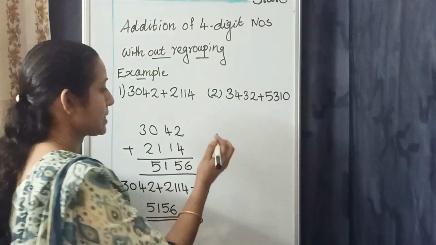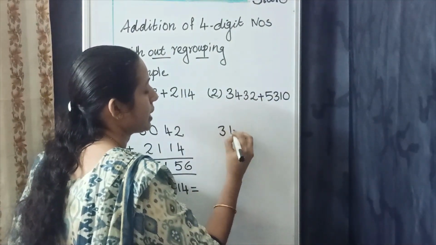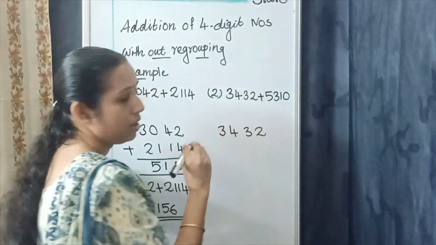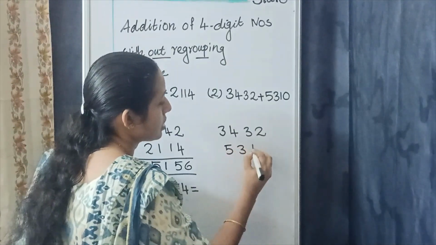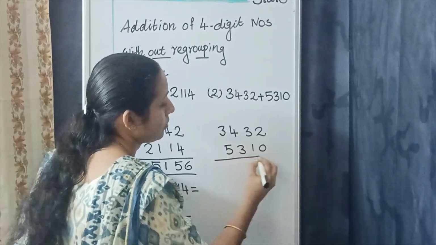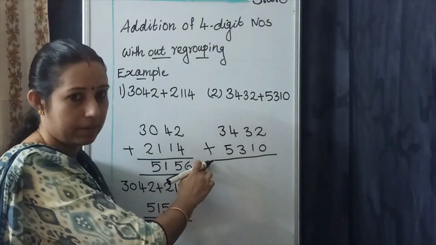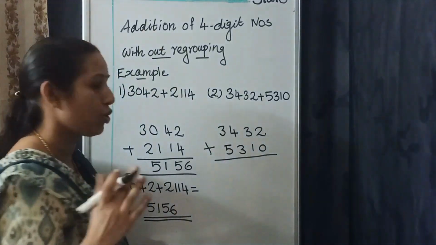Okay, next example. Arrange this way, column method, which means vertical addition. 3432, next 5310. Add the plus symbol. Don't forget to add this plus symbol. In this side we already wrote here, but anywhere we can write, no problem.